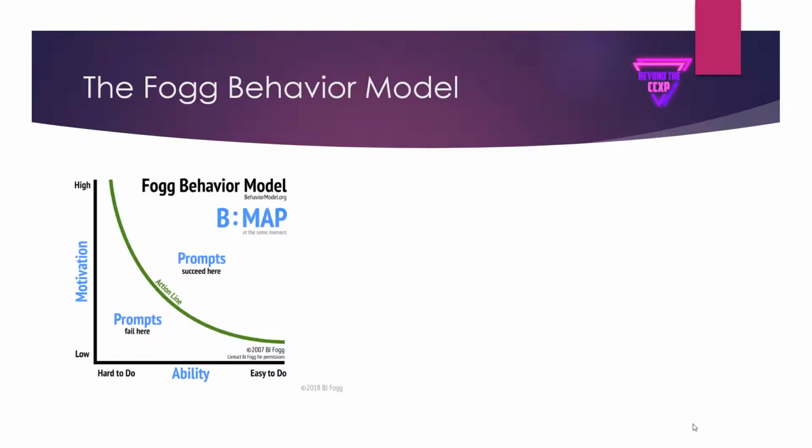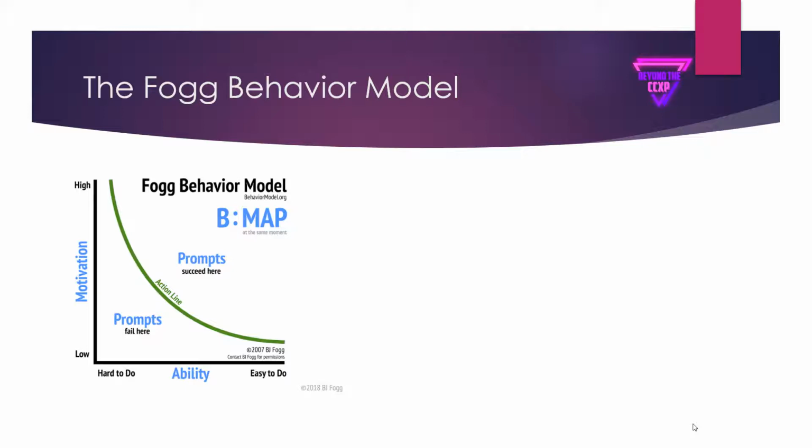So anyway, that's the EAST framework. So we started off with MINDSPACE, and it had all the things that really affect a person. Then the EAST framework tried to kind of condense that down into these are the things a successful nudge typically has, a successful behavior change has. Well, now we're going to go down even more. We're going to simplify even more with the Fogg behavior model.